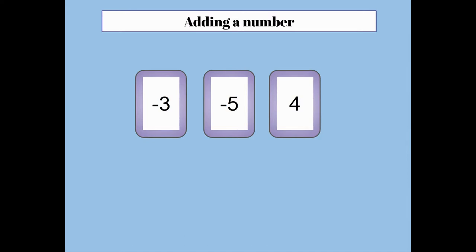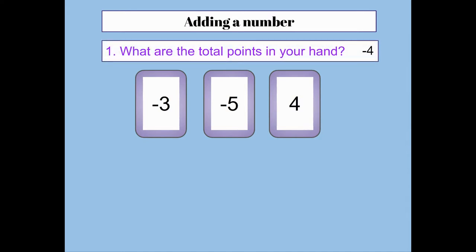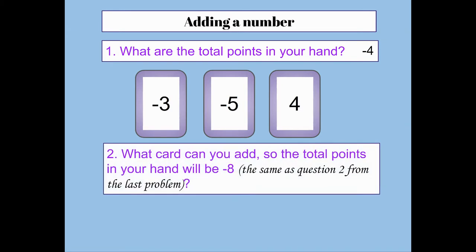Okay, now let's consider adding a number. What are the total points in my hand? Negative 4. What card can I add so that the point value matches what I received in the previous question? I want a point value of negative 8. If I add a card that is negative 4, I will now have negative 8 points in my hand.